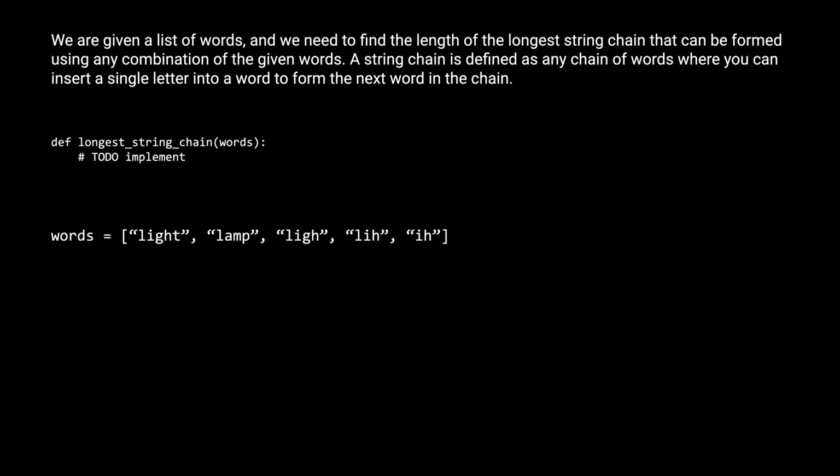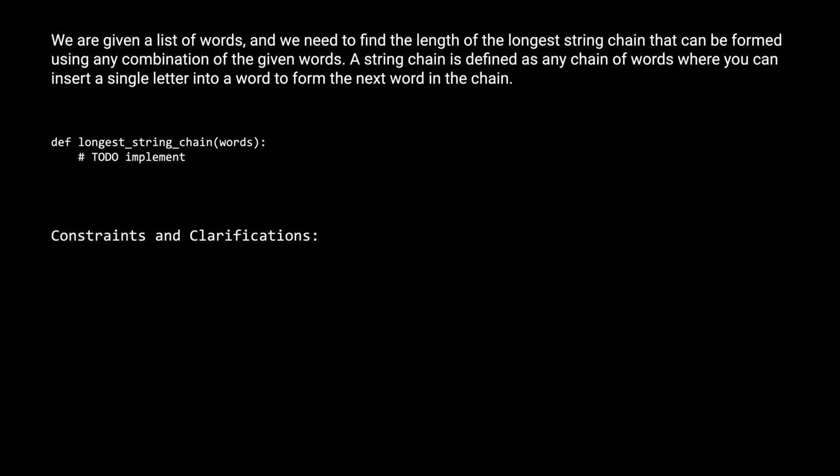So for example, if we're given these 5 words as input, then one possible valid chain we can form is IH to LIH to LIGH to LIGHT. You can see how for every word in our chain, we add a single letter to form the next word in the chain. Since this chain is actually the longest chain we can form, if we were passed this as the input, we would return 4, which is the length of our chain.